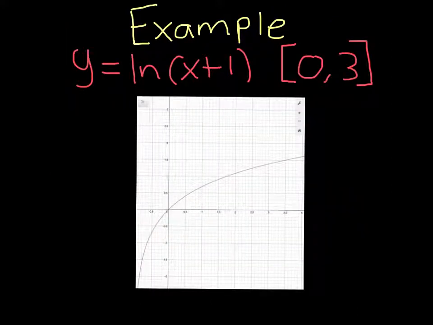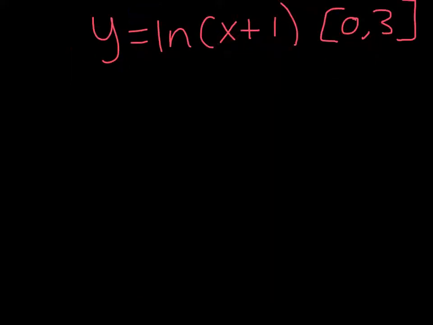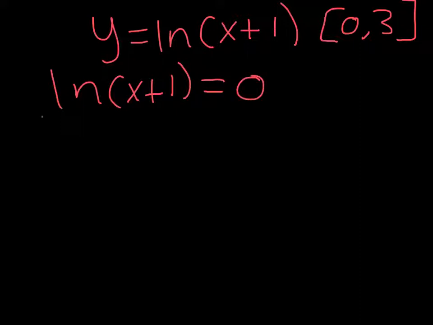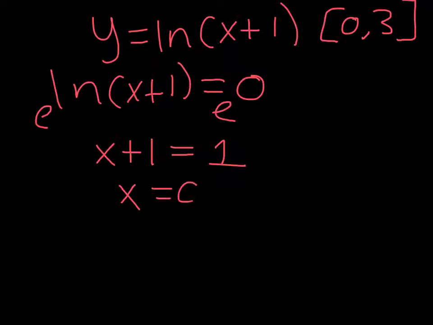So our first example is y equals ln of (x plus 1) on the interval of 0 to 3. The graph is shown below, and we will explain how to do it next. So the function is y equals ln (x plus 1) on the interval of 0 to 3. You're going to start by finding your critical points by setting the function equal to 0. So we're going to raise e to both sides, and then we're going to have x plus 1 equals 1, and then we're going to subtract 1, so we have x equals 0.